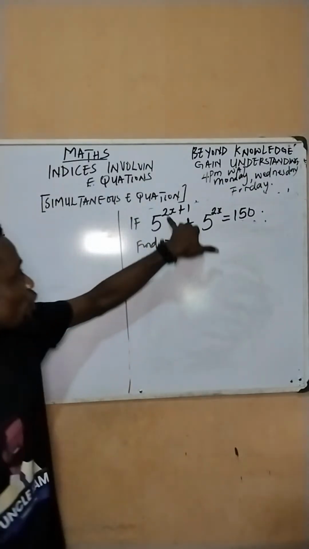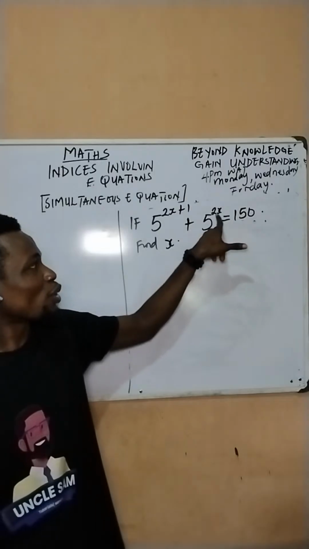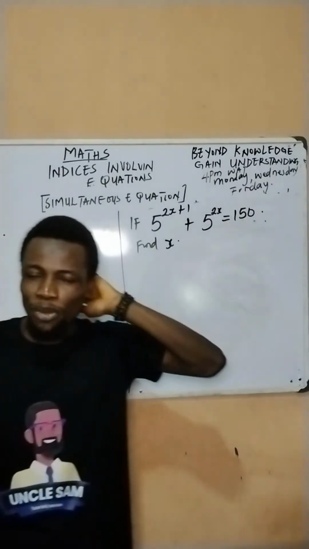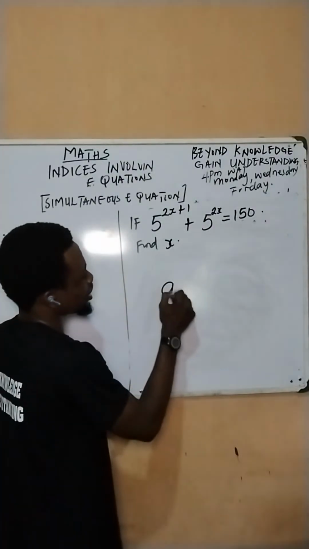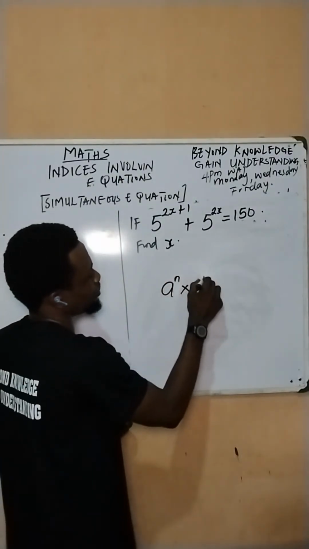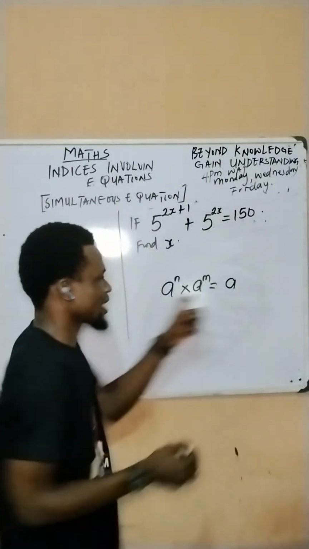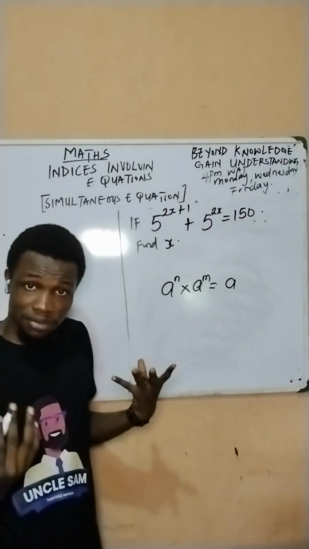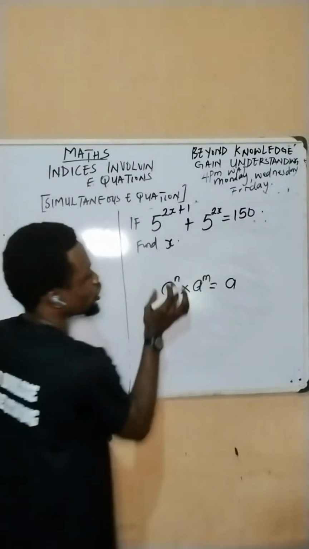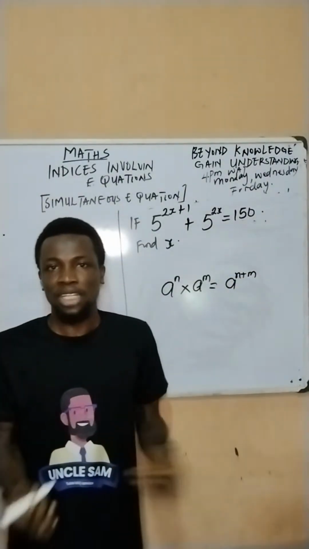So look at this given expression: 5 raised to the power of 2x plus 1 plus 5 raised to the power of 2x equals 150. Now, we know from the basic law of indices that if I have a raised to the power of n multiplied by a raised to the power of m, since the bases are the same and there's a multiplication sign separating them, according to the first law of indices, which is the multiplication law, you just add up their power. This becomes, pick one of the base a and then add up the power.